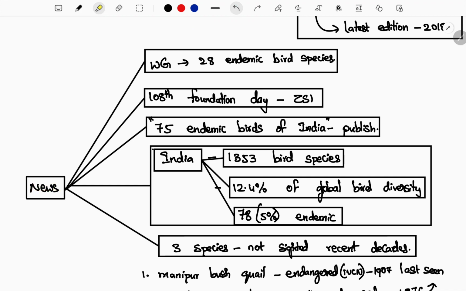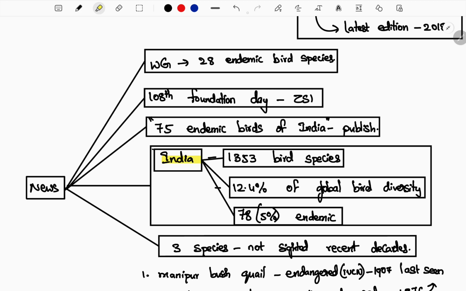Today it is in the news because the 108th Foundation Day of the Zoological Survey of India is celebrated, and as part of it a book has been published called 75 Endemic Birds of India. So you need to understand what endemic is. Endemic means animals or birds that are restricted to a zone only. They will be found only in a particular area. That is what is called endemism.